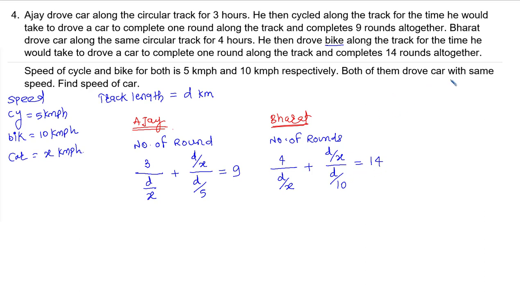Both of them drove the car with the same speed. Find the speed of the car. So let's have a look at it. And the speed of cycle and speed of bike for both of them is the same, that is 5 km per hour and 10 km per hour. So let's solve these equations and get the value of x.